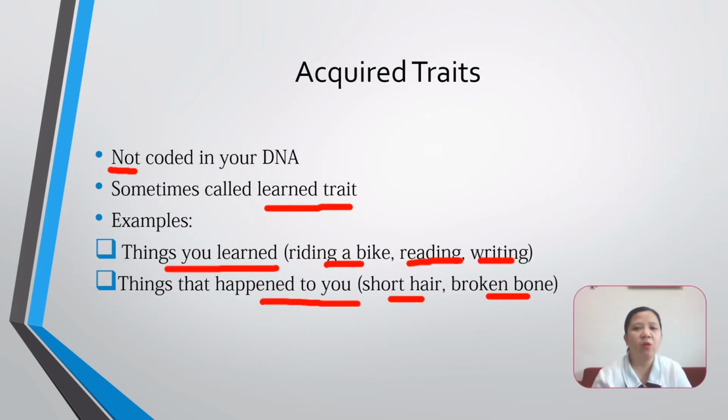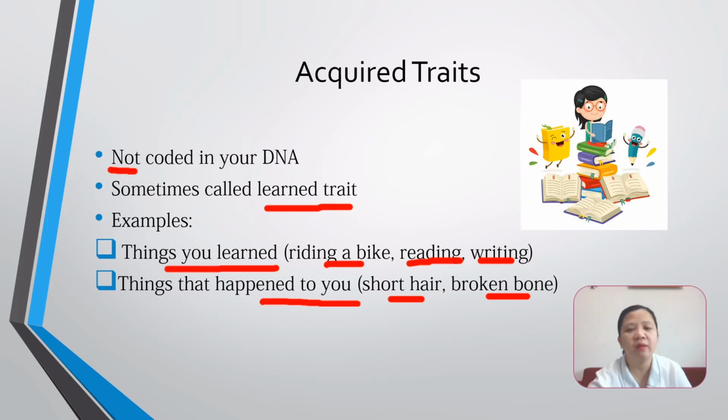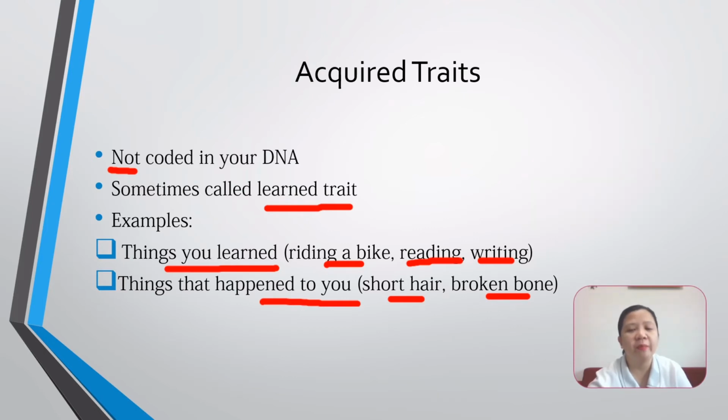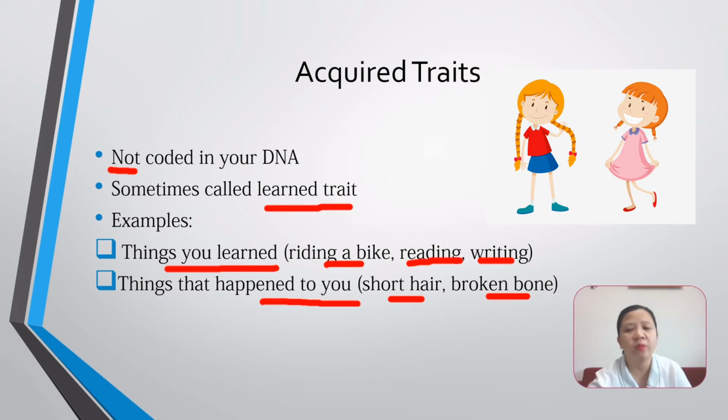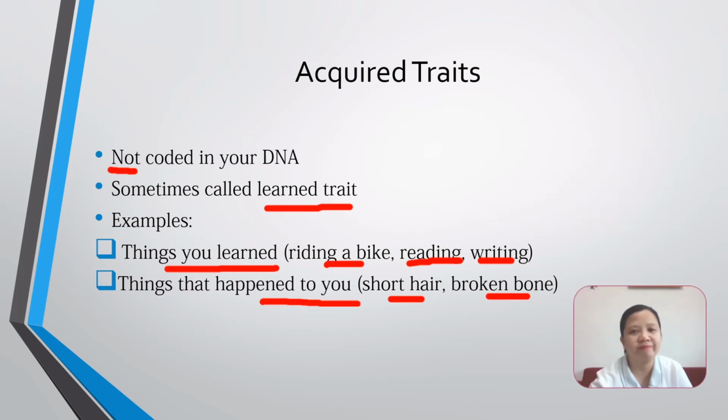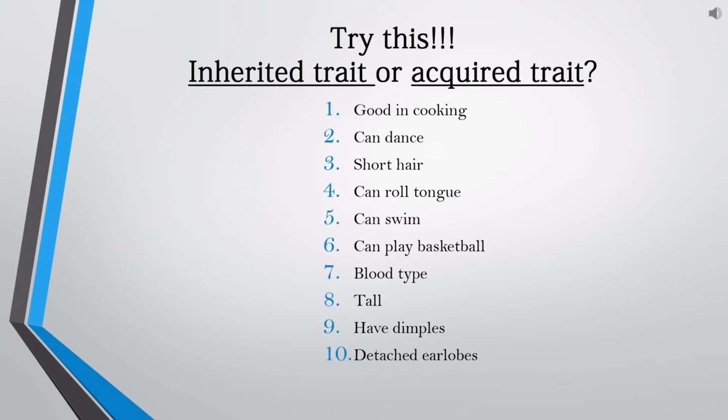But acquired traits are not coded in our DNA, and they are sometimes called learned traits. Examples are the things that you learn, like riding a bike, reading, writing, and the things that happen to you, like short hair, broken bones, and so forth. So there you have it, my dear students, the difference between inherited traits and acquired traits.